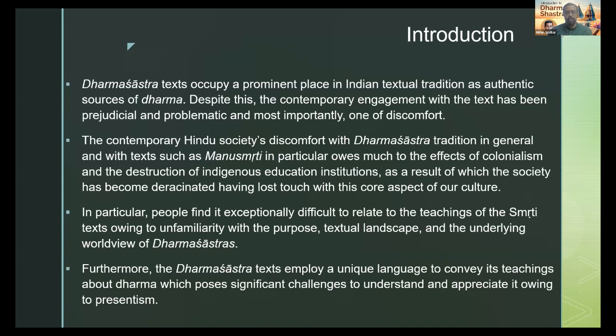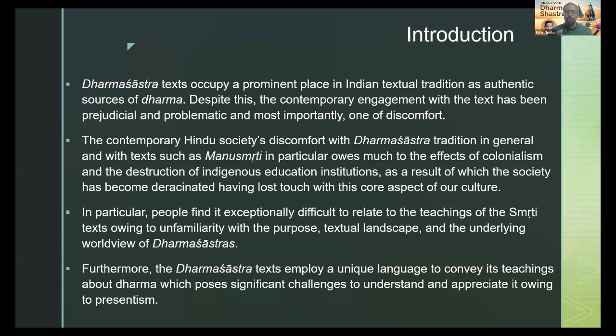But despite this traditional understanding of the importance of Dharmashastra, in the contemporary world, especially in colonial and post-colonial engagement, in the modern academic world as well as on the ground in activism, a lot of politics is going on, a lot of prejudice is being spread. There's a lot of misinformation, but mainly there is great discomfort. There's bias, there is prejudice, there is a lack of understanding, but the main thing is there is great discomfort. And this discomfort is especially with the Dharmashastra tradition as a whole, but especially with the Smriti Shastras, Smritis such as Manusmriti, etc.